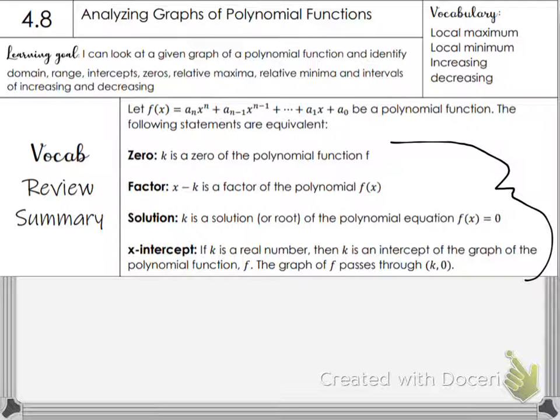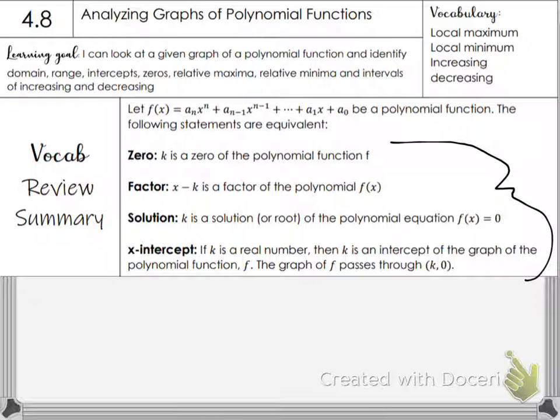X-intercept: if k is a real number, then k is an intercept of the graph of the polynomial function f. The graph of f passes through k, comma 0. So those statements are all equivalent to each other. And everyone should have that on their paper, correct? Perfect. So we call solutions, zeros, factors, x-intercepts, roots. They all mean the same thing.